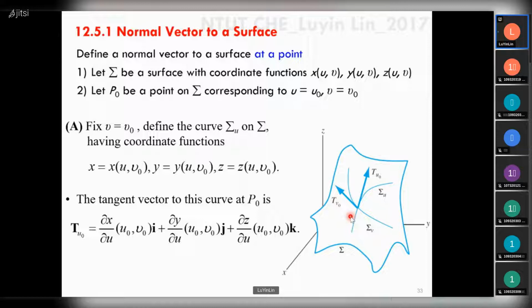So now I'm explaining to you how to get sigma u and the tangent vector at u0, right? The next step, similarly, you will have sigma v and the tangent vector at v0.